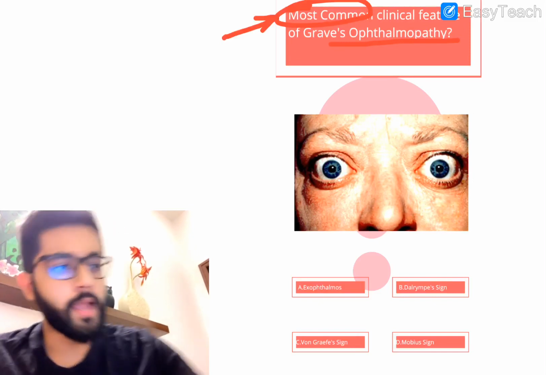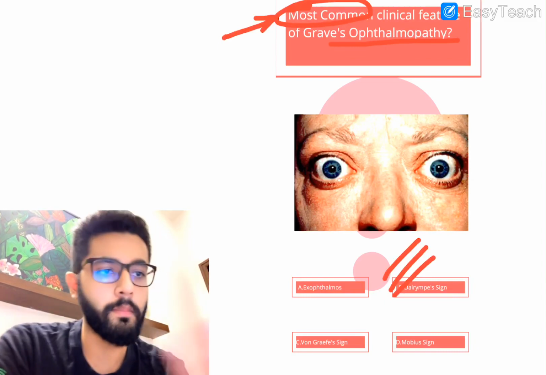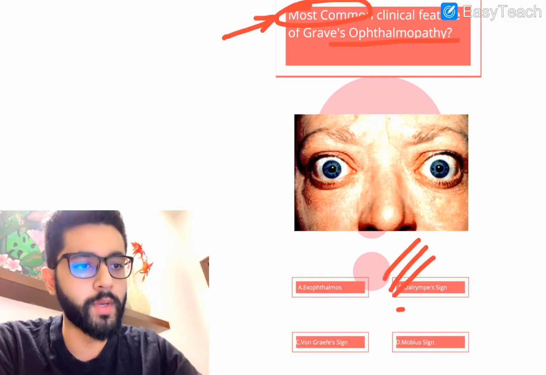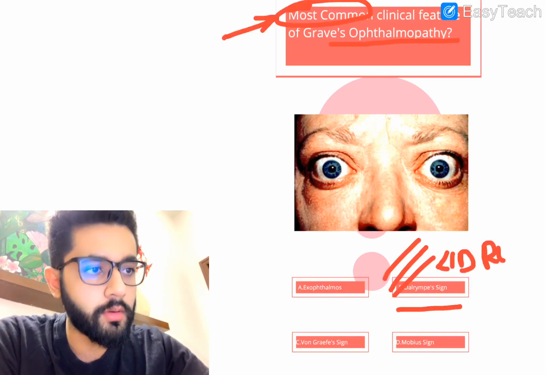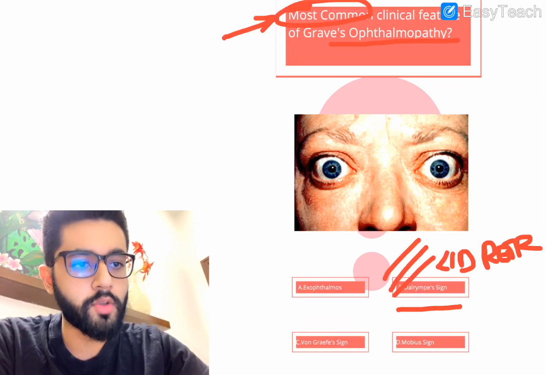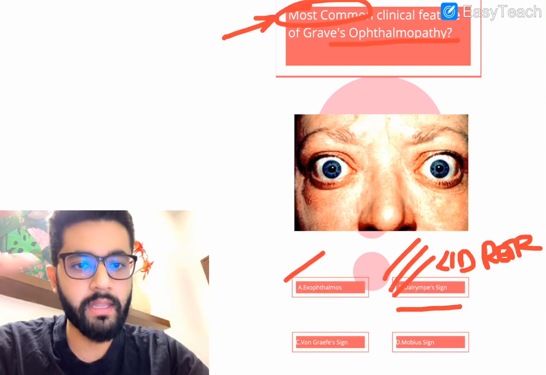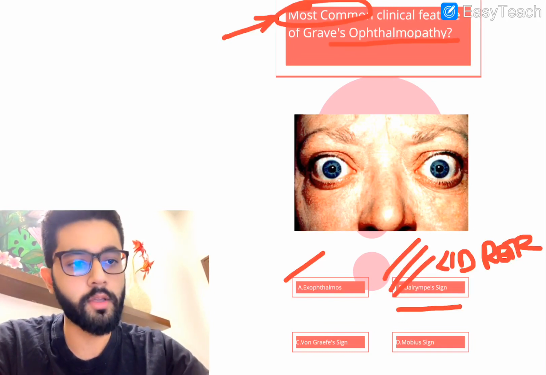Okay, so the answer is B, Dalrymple sign. Very fact-based question, not easy to remember, but we have to remember. So Dalrymple sign, which is also called lid retraction. Okay, so Dalrymple, lid retraction. Let's talk about the other few. So what is exophthalmos? It is nothing but the anterior bulging of the eyeball outside the orbit.